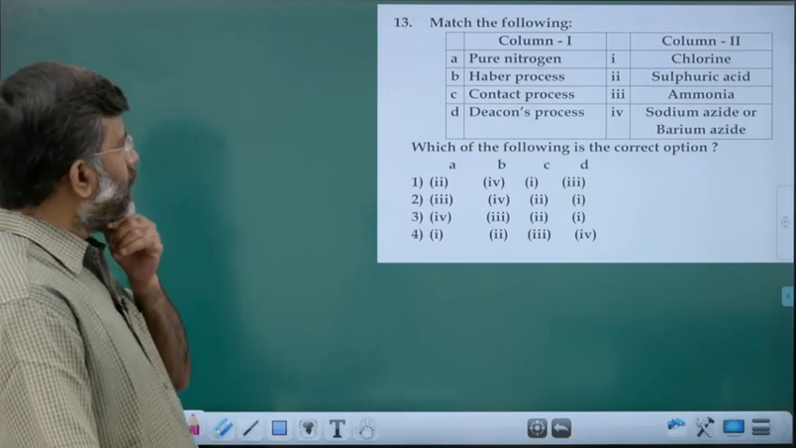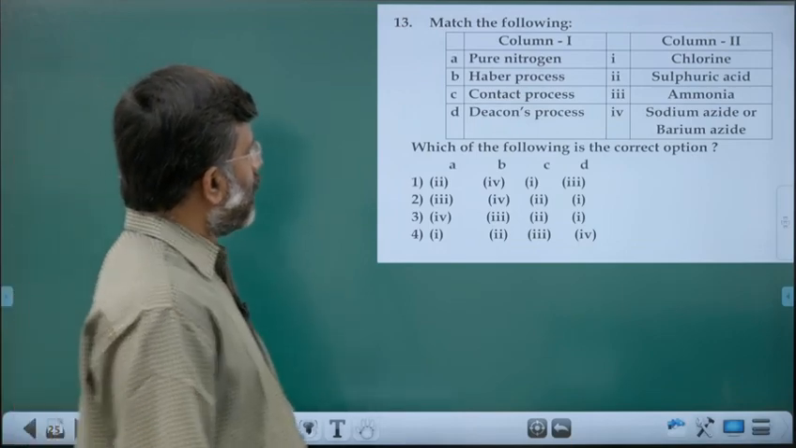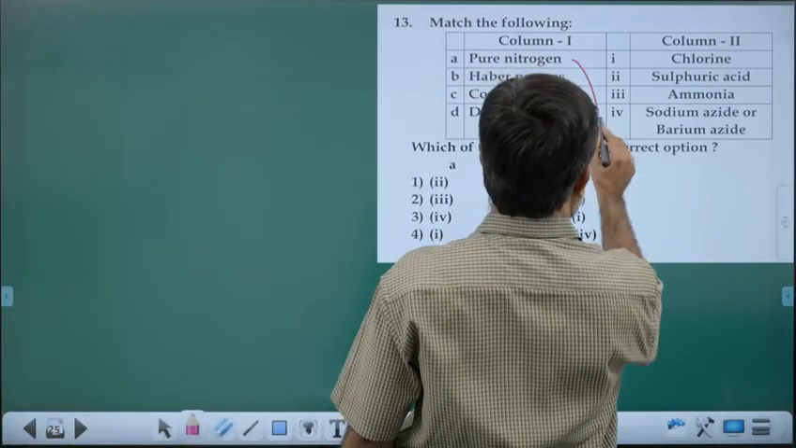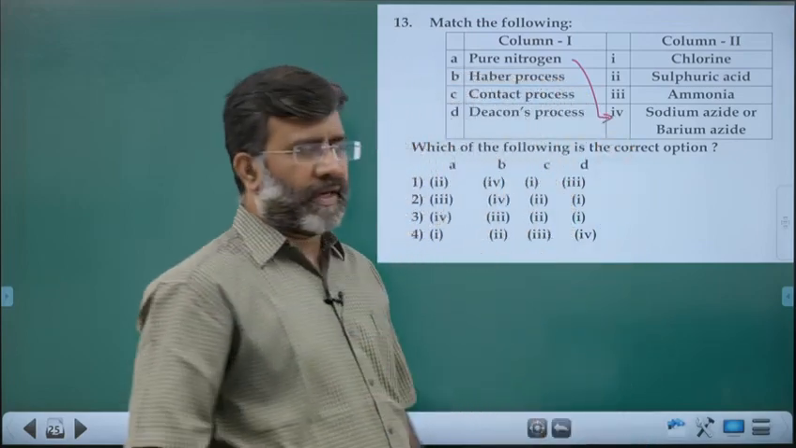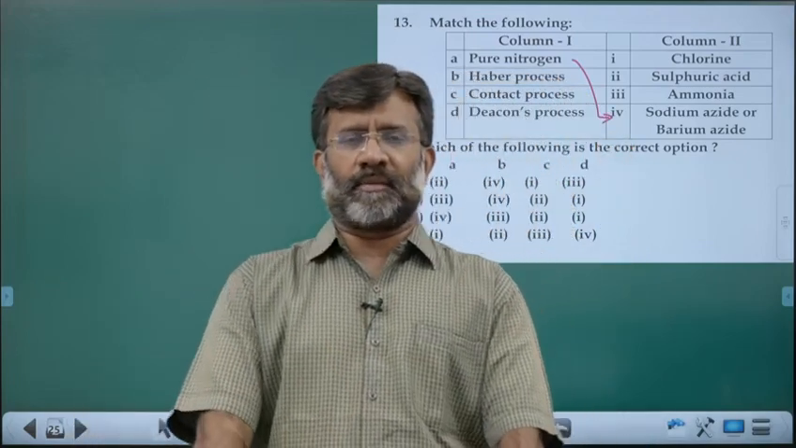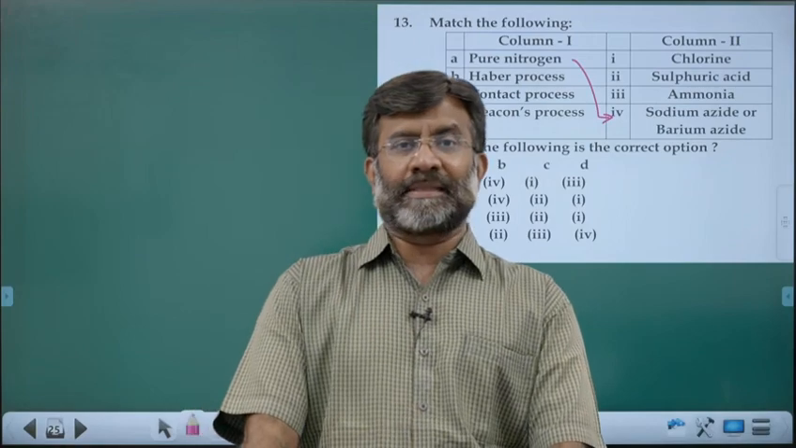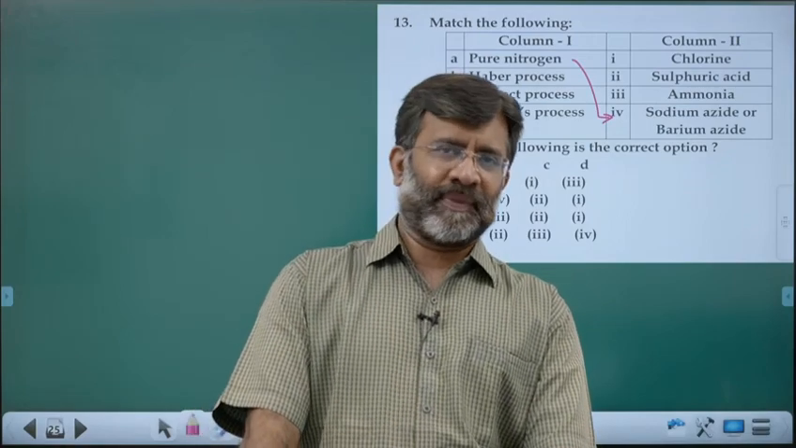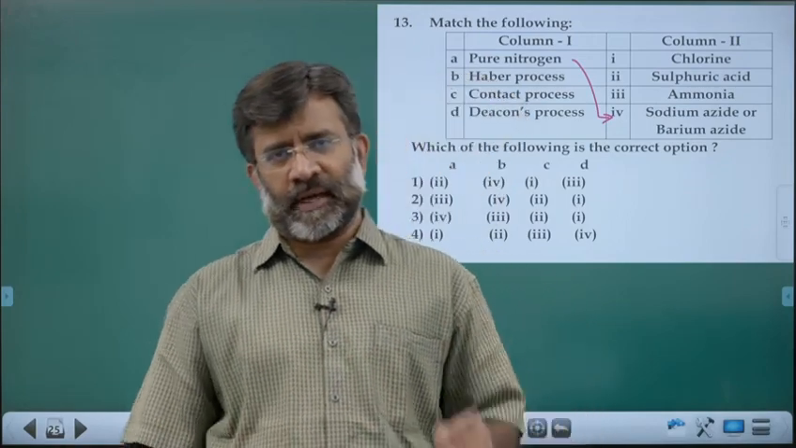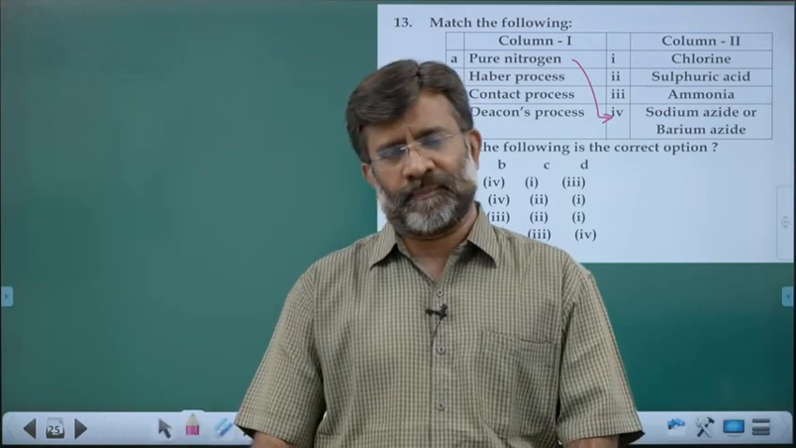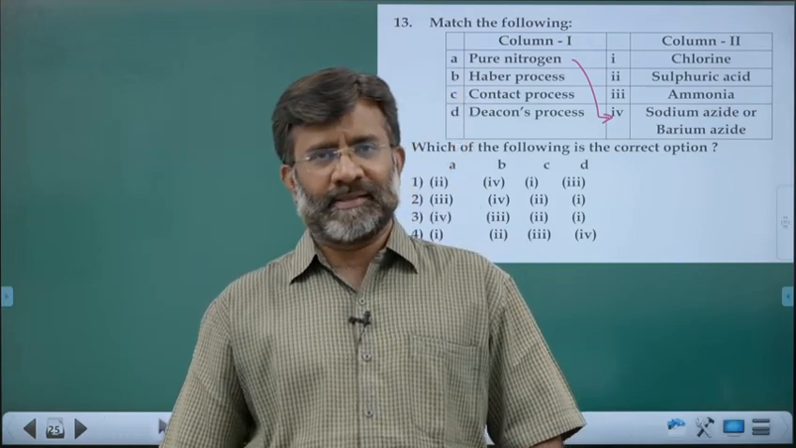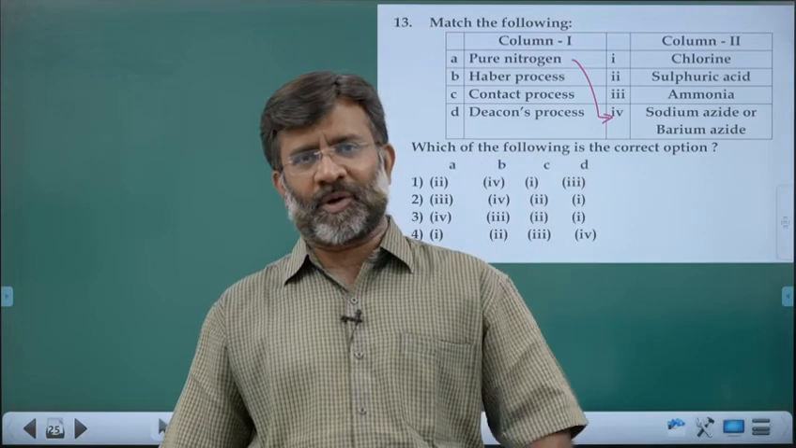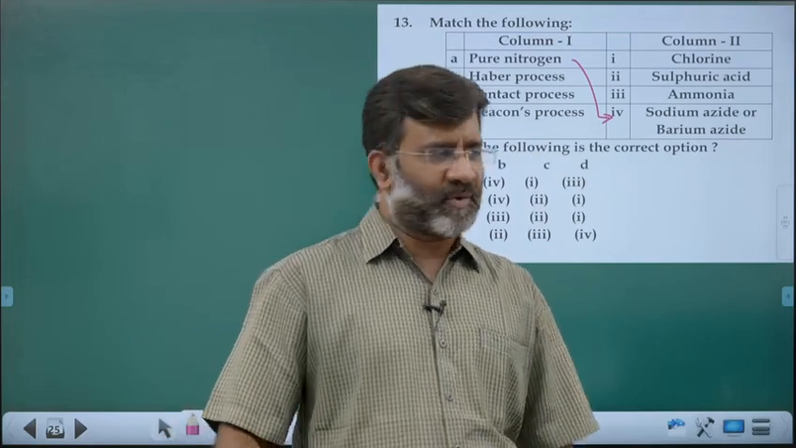Match the following. Pure nitrogen will match with this one. Very pure nitrogen is produced by the thermal decomposition of metal azides. Metal azides on decomposing give you very pure nitrogen, which is utilized in safety airbags in automobiles. You might have heard about it.